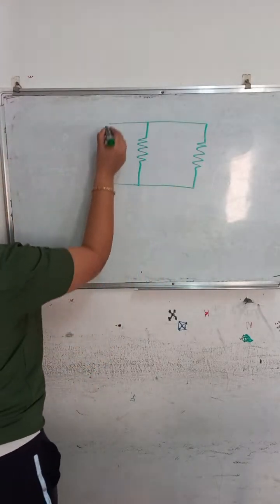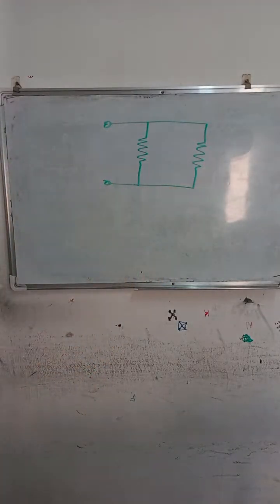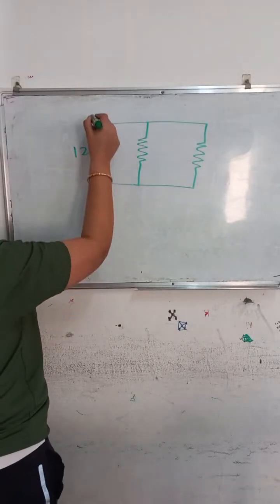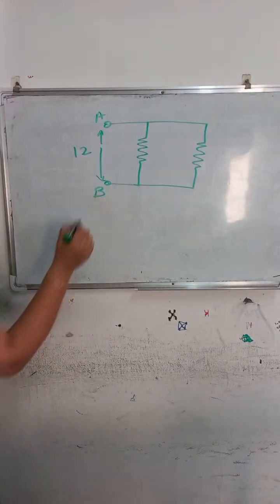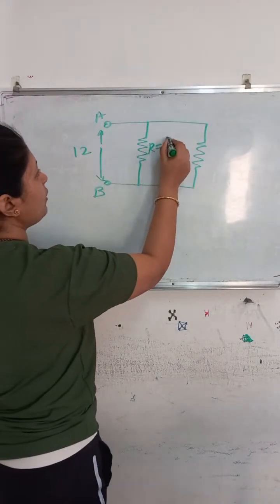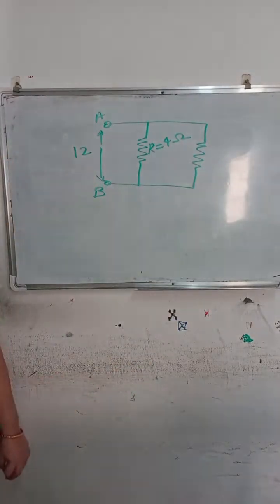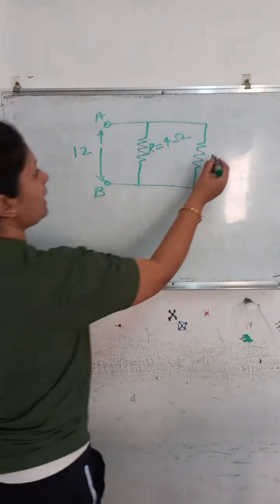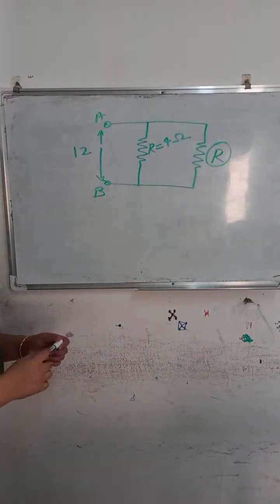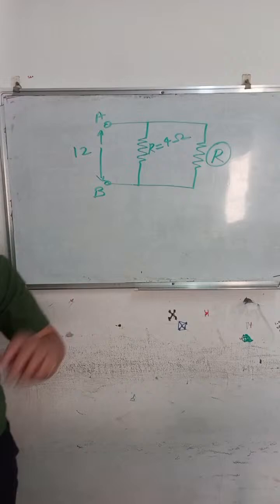Okay, so across this combination we are providing a supply of 12 volt. This is terminal A, B, and this resistor is given as 4 ohm. And this is R here. This R I have to calculate now, and they are giving options here.